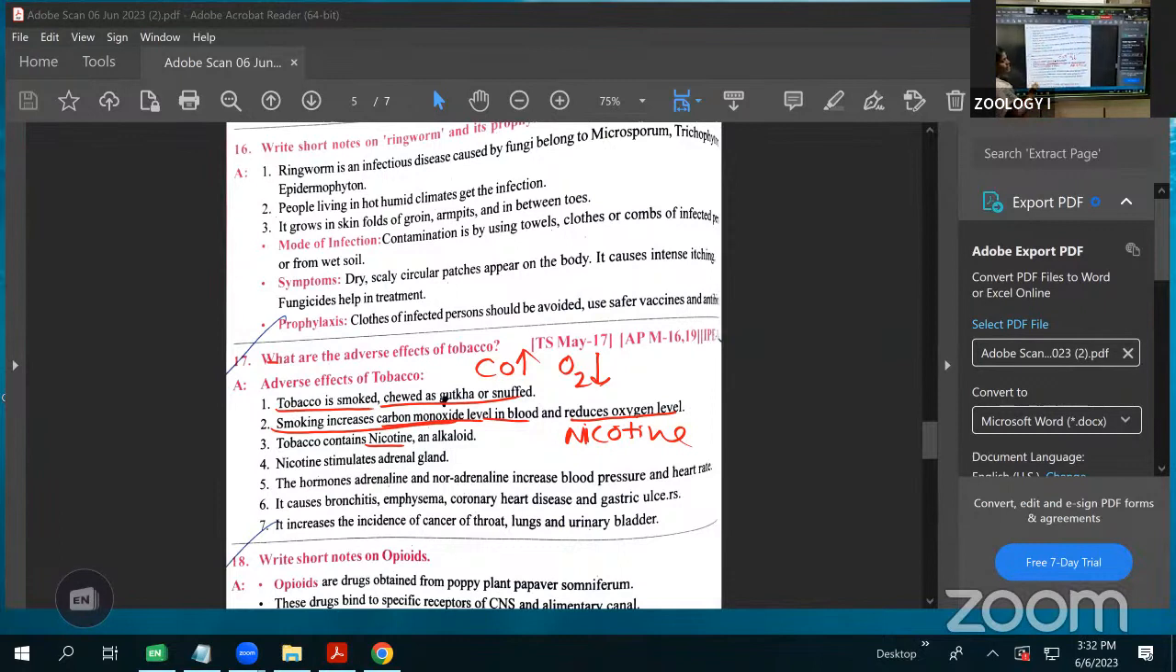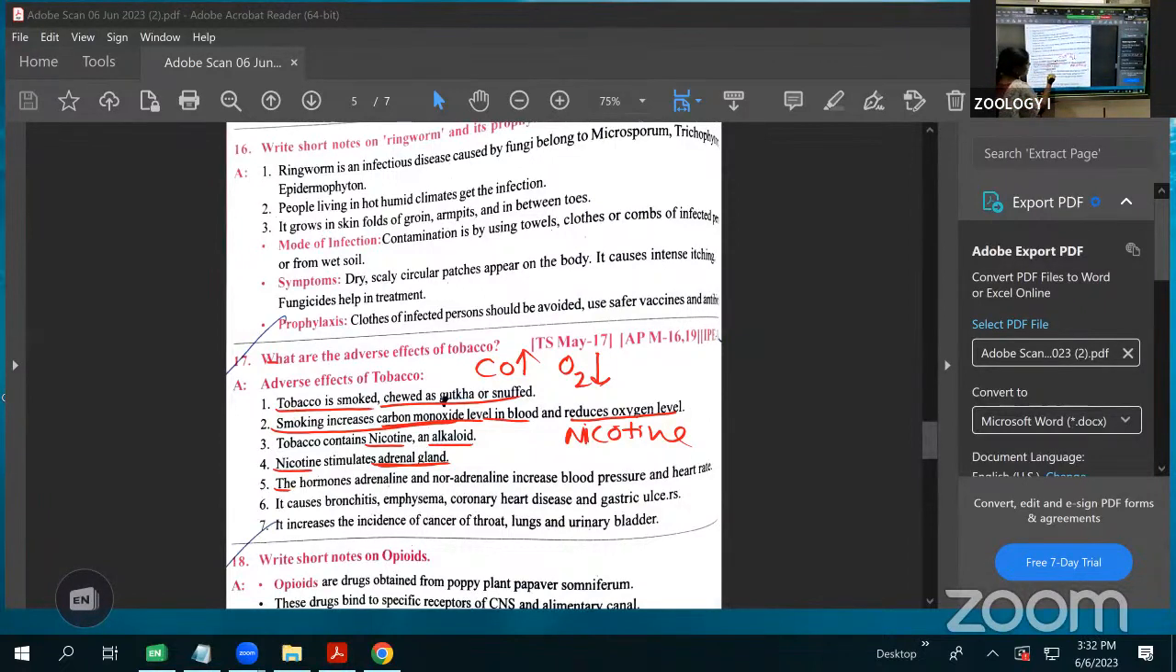What is the effect of this nicotine? It is an alkaloid, one type of chemical. The nicotine stimulates the adrenal glands. The adrenal gland is above the kidney. The adrenal glands are stimulated and release the fight and flight hormones, adrenaline and noradrenaline.